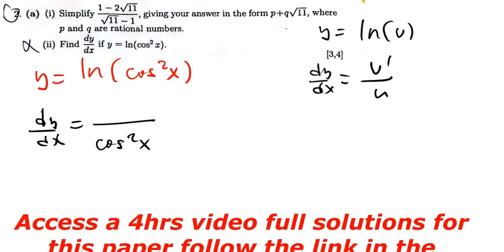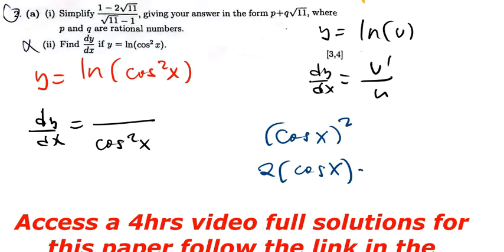Now let's take the derivative of cos squared x. Cos squared x can be written as cos x raised to the power 2. It's the same thing. So here I can use the chain rule. You drop the power, keep this constant. Then the power reduces by 1, which is going to be just 1, times the derivative of what is inside. So what is the derivative of cos? It's negative sine.